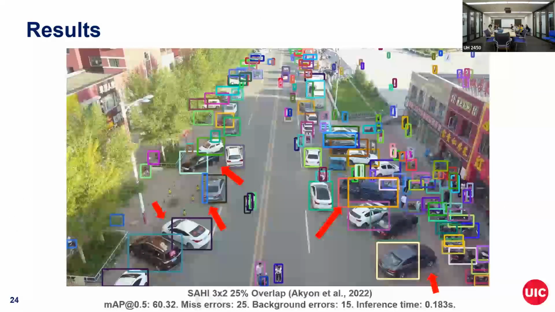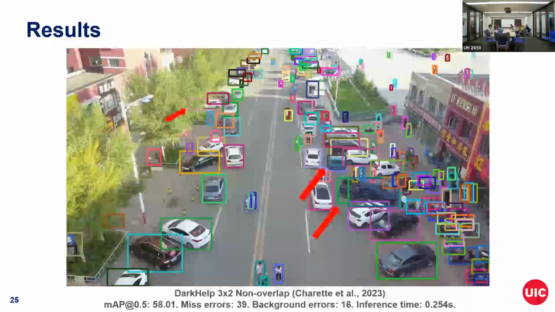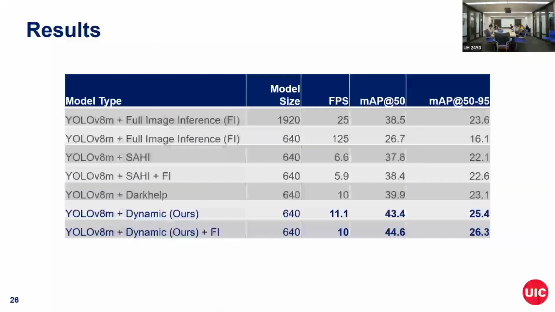Here's SAHI, which is the previous approach. It performed relatively well, but it also creates some artifacts, which is not what we wanted, based on their approach to merging. And here as well, with DarkHelp, there are some problems. That's why their mAP, which measures how well they do on these images, is not as high as ours. So here are some quantitative results.